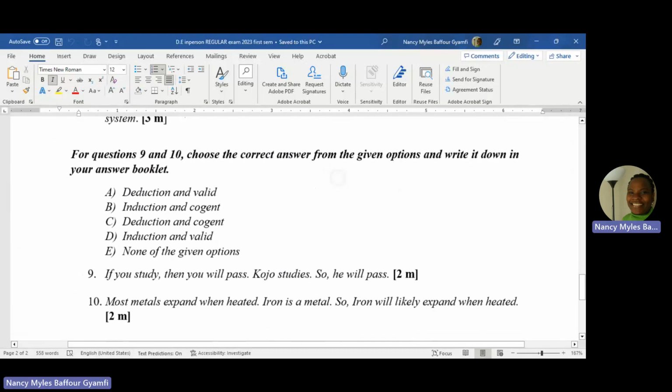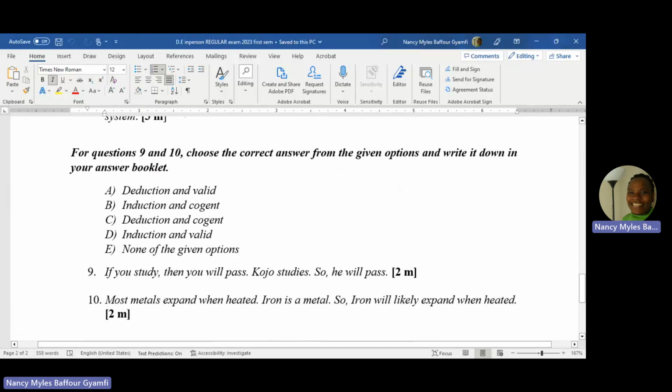Look at questions 9 and 10. They were meant to be bonus for everyone. I didn't expect anyone to get it wrong, not a single person. That's why I'm so happy we didn't do MCQs for your over 50. Look at question 9. If you study, then you will pass. Kojo studies, so he will pass. This modus ponens is deduction and it is valid. So A, that's the answer.